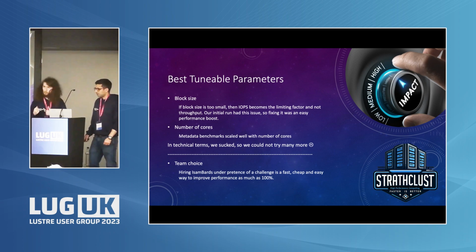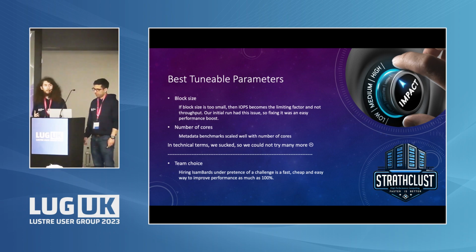Some of the parameters we did find that were good to tune was the block size, as we've already mentioned, and the number of cores. So depending on the task, you either want as many cores as possible, or you only want 1 core per physical core, so no hyperthreading.